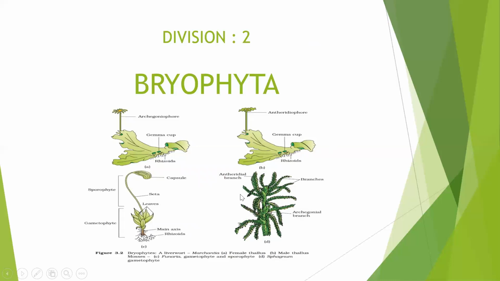If you see over here, these are three examples of Bryophyta. This is Marchantia, which comes under liverwort. This is Funaria, and children, this is Sphagnum. You can see over here small root-like structures, which are known as rhizoids. And the body doesn't have a true root, stem, or leaf.